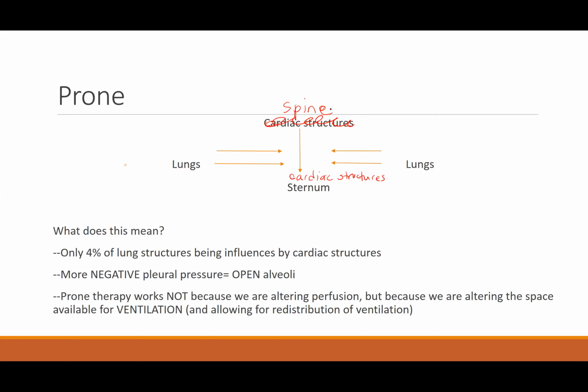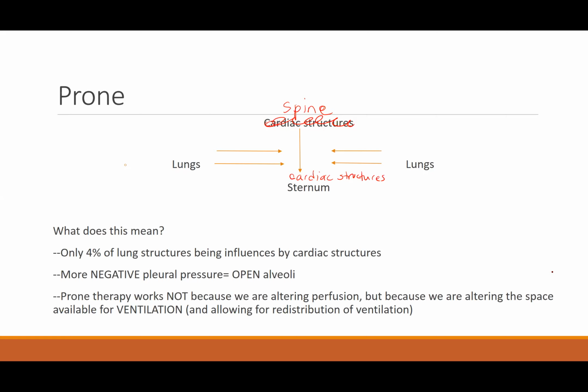And a lot of people look at changes in blood pressure and changes in heart rate, and they say, oh, are they perfusing? Okay. So something that I want you to think about just a little bit different is when we prone people, prone therapy works not because we're really changing perfusion, which is the blood flow, right? It really works because we're altering the space available for ventilation and allowing for redistribution of that ventilation.